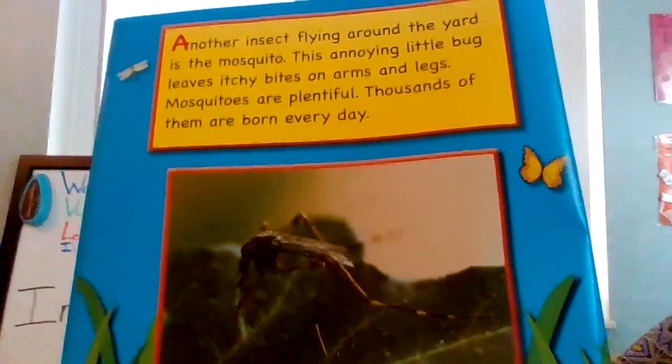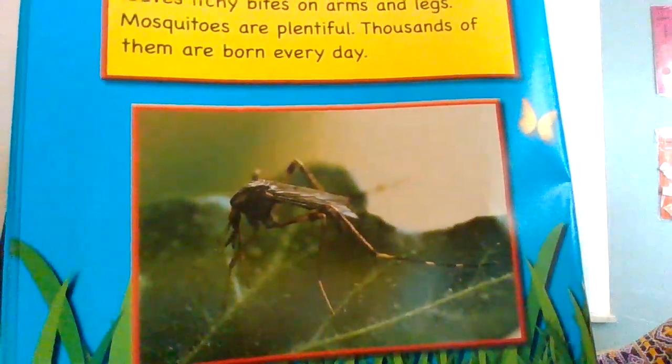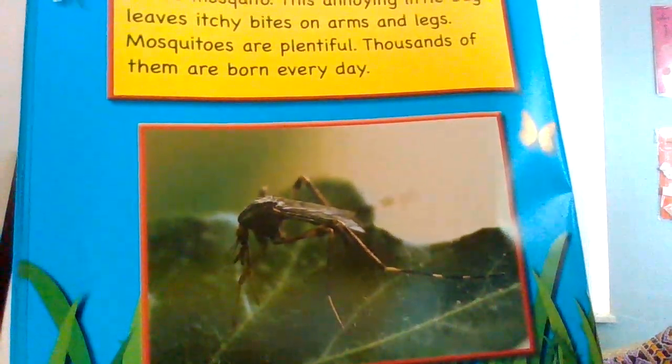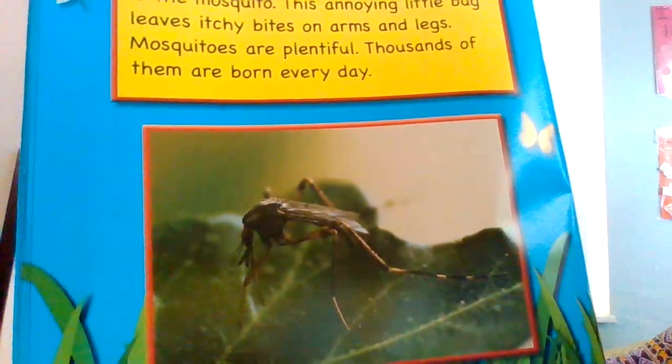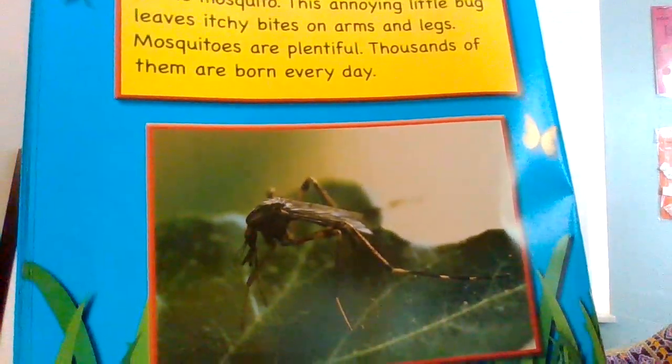Another insect. Can you see that? Another insect flying around the yard is the mosquito. This annoying little bug leaves itchy bites on the arm and leg. Mosquitoes are plentiful. That means there's a lot of them. Thousands of them are born every day.